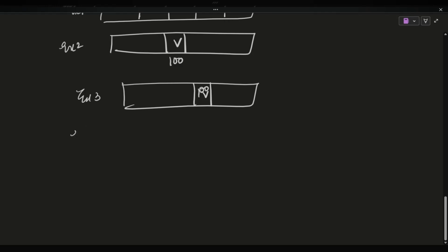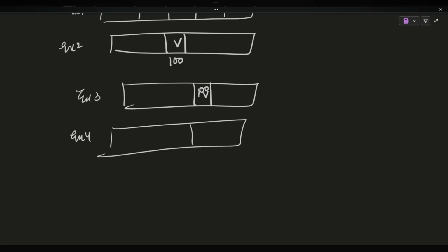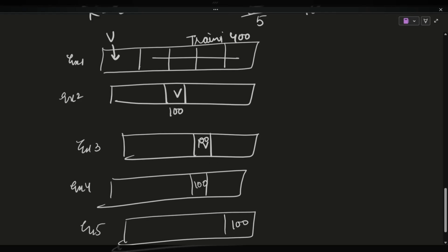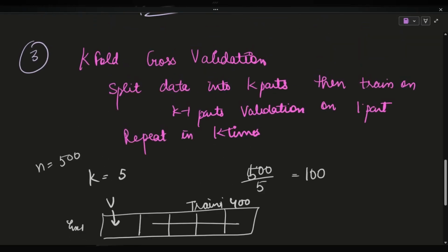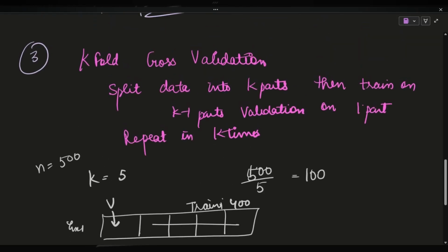How many experiments do I have to do? I have to do 5 experiments like this. K times I have to repeat. Okay, so this is less complex. Not many times you have to do. If you're divided into 3 parts, only 3 times you have to do this process.